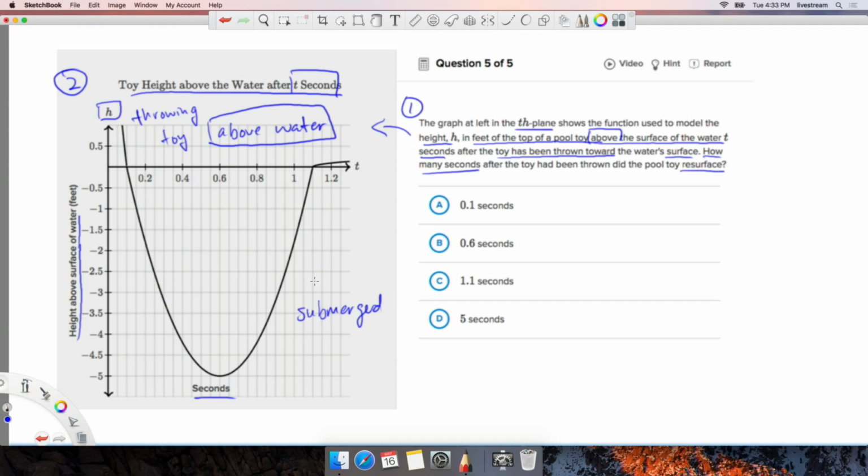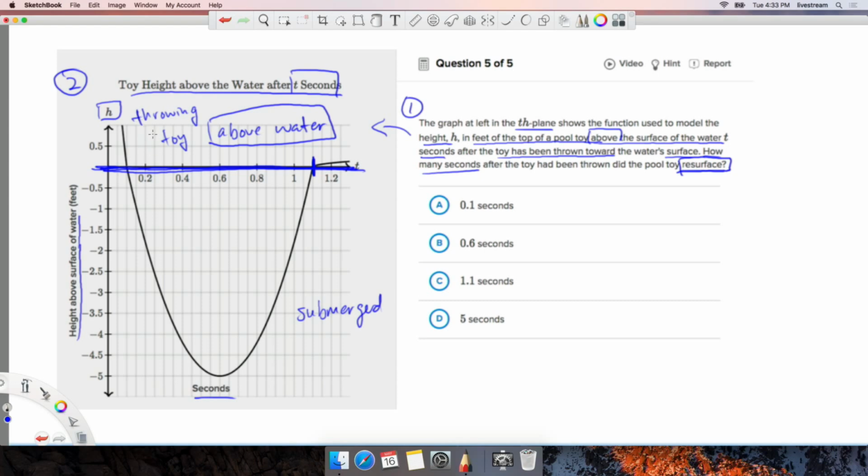And so now I can look back at the question. How many seconds after the toy had been thrown did the pool toy resurface? Resurfacing looks like it's going to be where... do you have an idea of where on the graph that might be? Hopefully you've thrown in some answers there. Well, it seems like it's going to be where it's above this x-axis, right? If I shade this blue, it almost looks like the top of the pool. And so where it's popping back up is going to be right here.